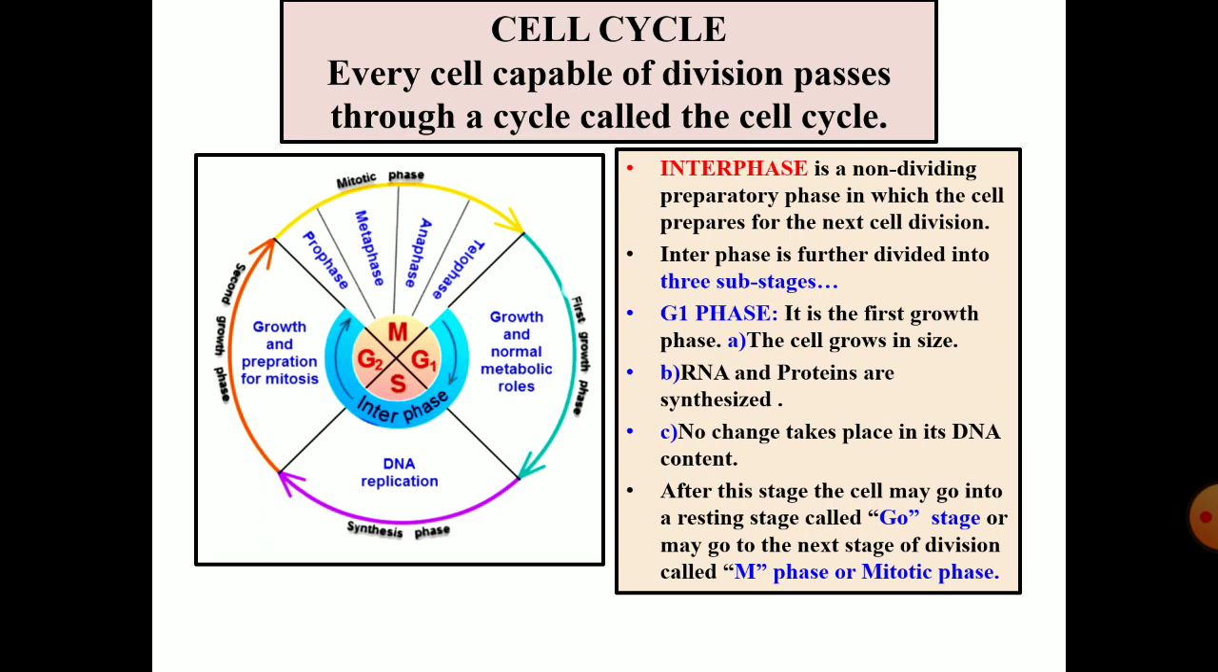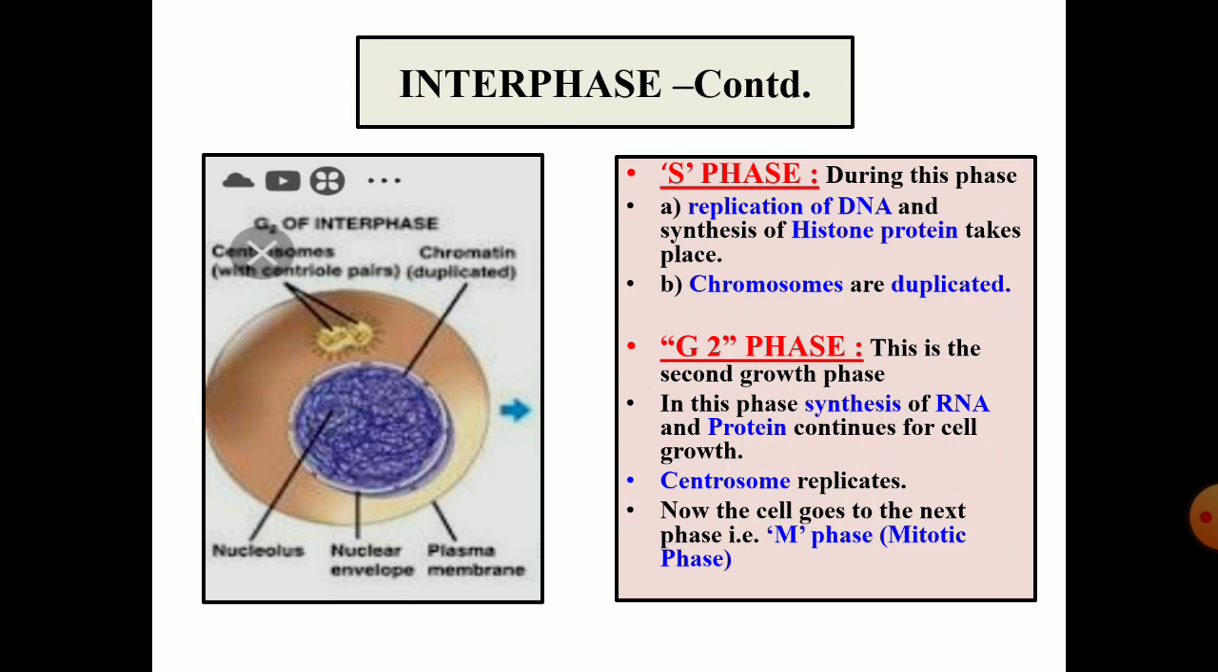Now let us study the next part. If it does not go into the G0 stage, then what happens? It then passes on to the next stage, S phase. This phase is also known as the synthesis phase. During this phase, a replication of DNA and synthesis of histone proteins takes place.